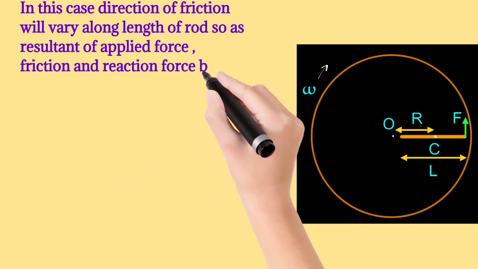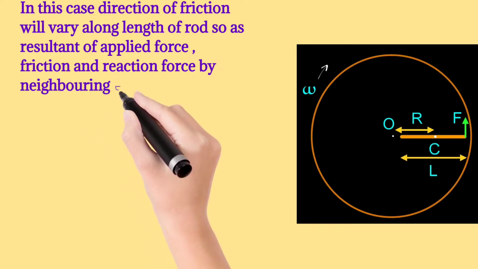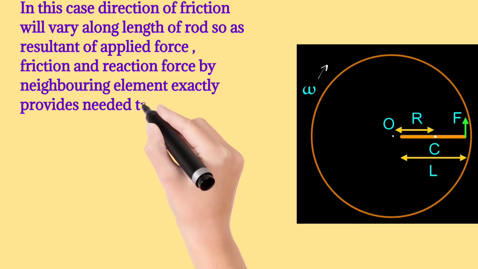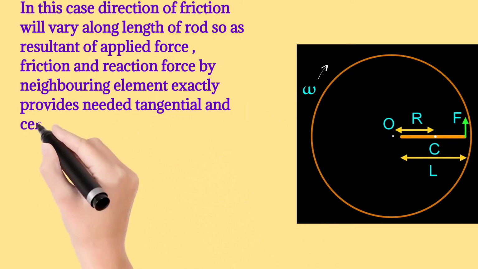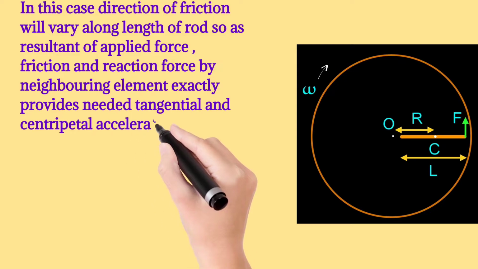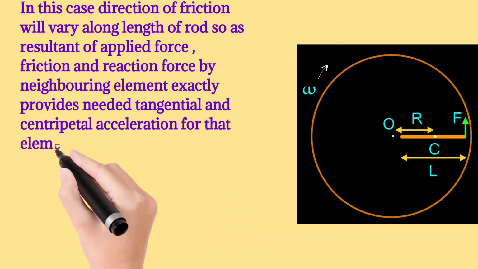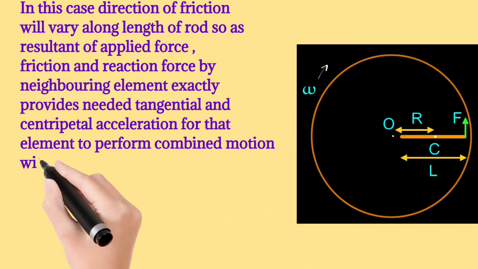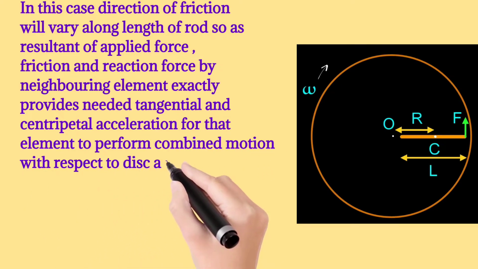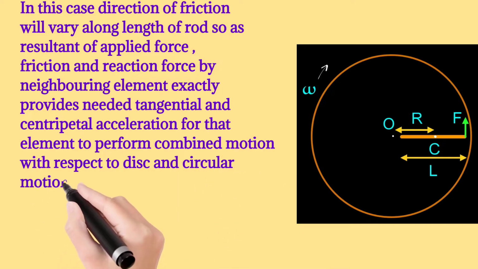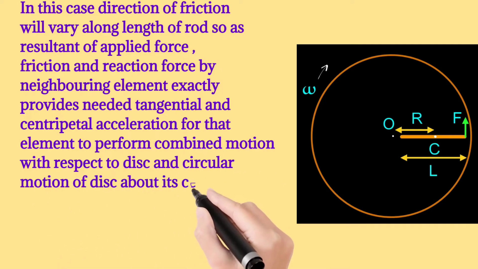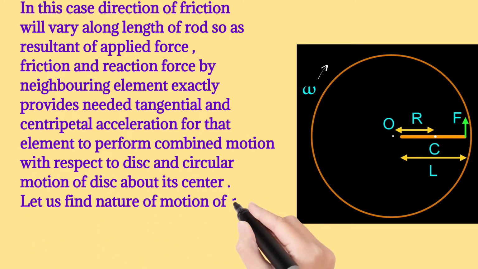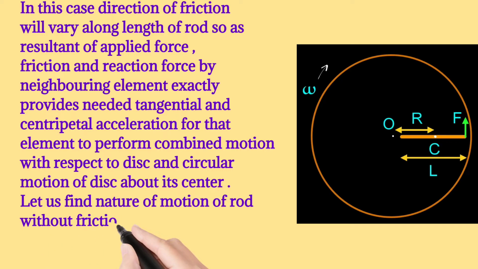The resultant of the applied force, friction and reaction force by the neighboring element exactly provides the needed tangential and centripetal acceleration for that element to perform the combined motion with respect to the disc and the circular motion of the disc about its center. What is the meaning of combined motion? It means rotation plus translation.